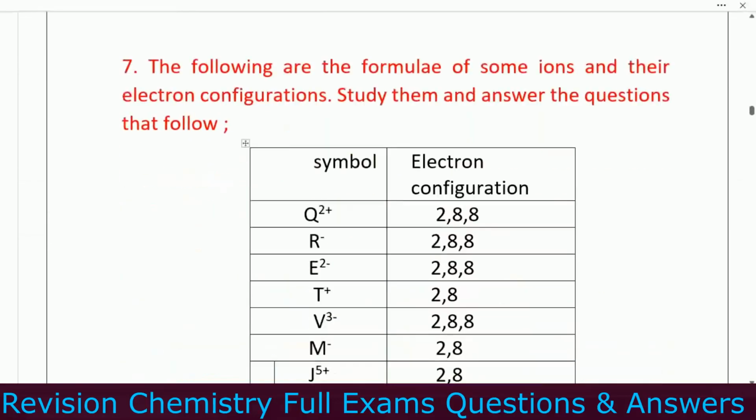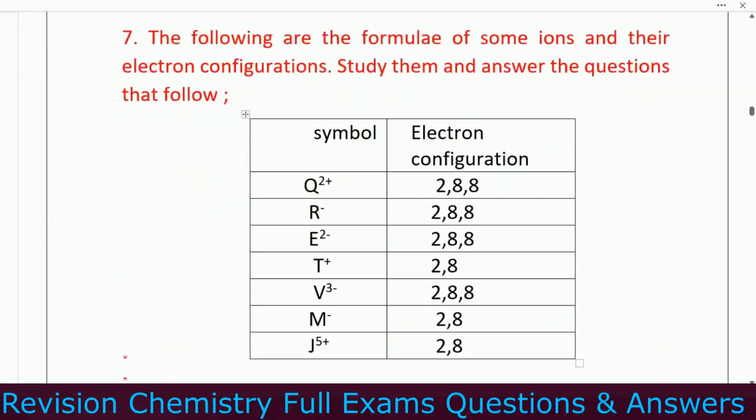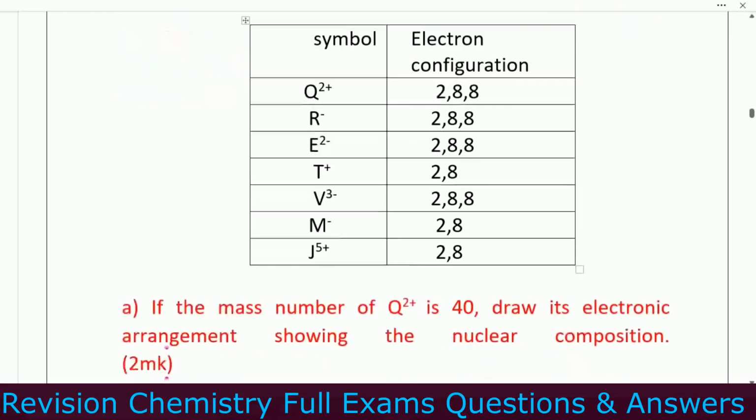Go to number 7. The following are the formula of some ions and their electron configuration. Study them and answer the questions that follow. You have a symbol, and then we have electron configuration, ions, and then electronic configuration. 2,8,8, and so on and so forth. You can see them clearly.